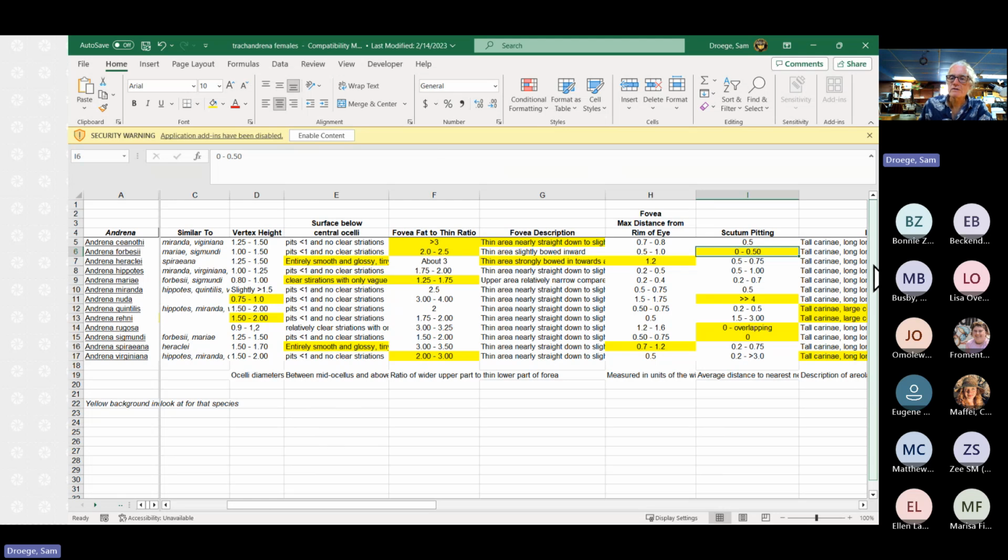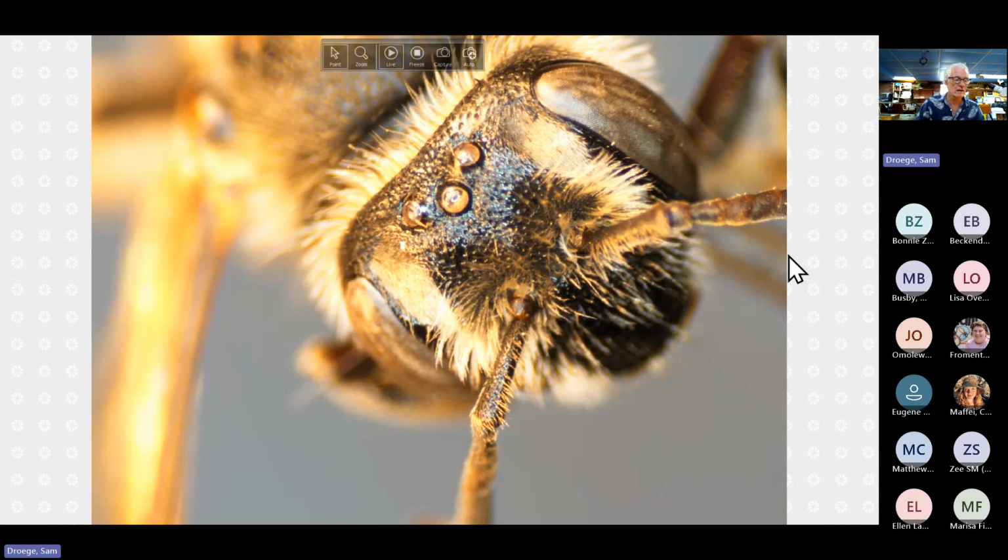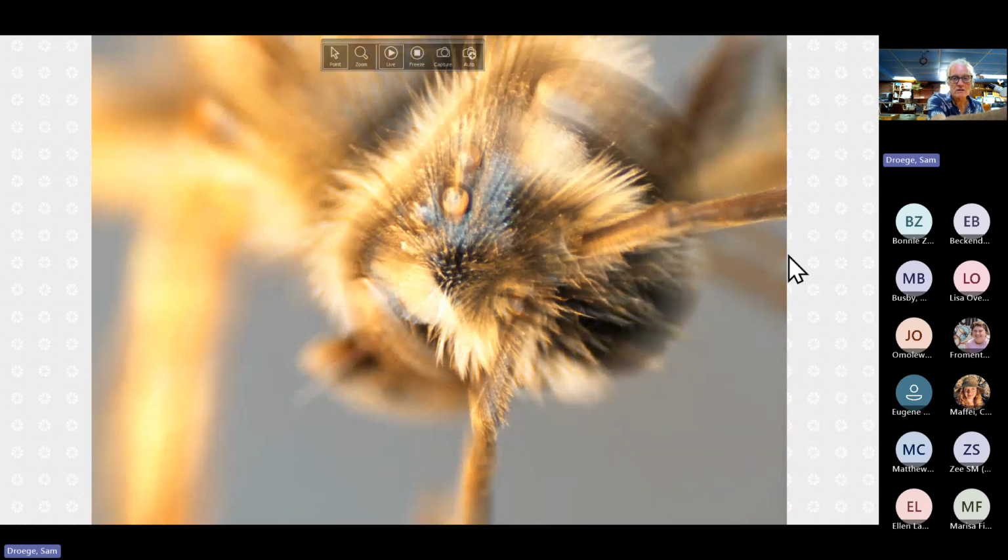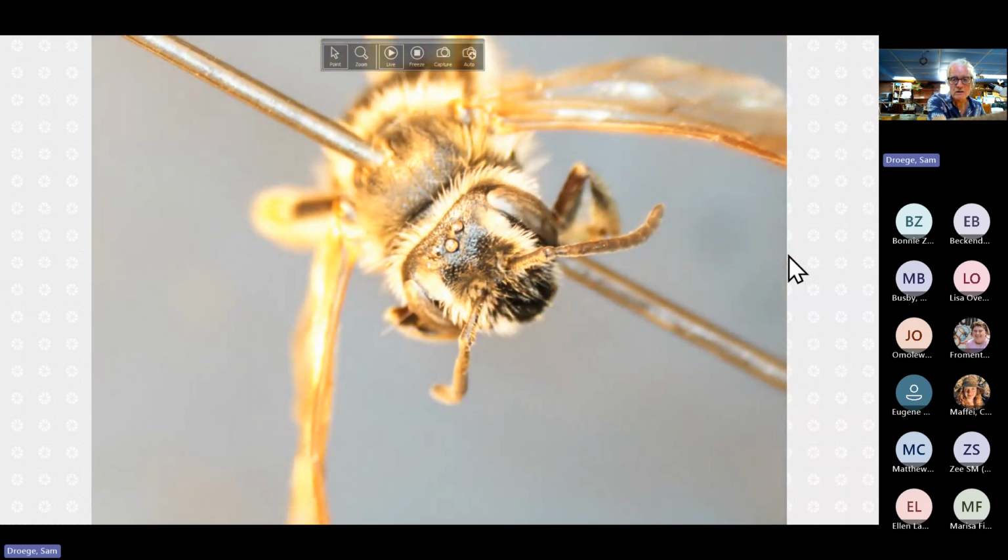Okay, here's another one that's a key characteristic. Scutum pitting. If we see it's 0, so they're all touching, pit open between the tufts. So let's take a look at that and spin this down.